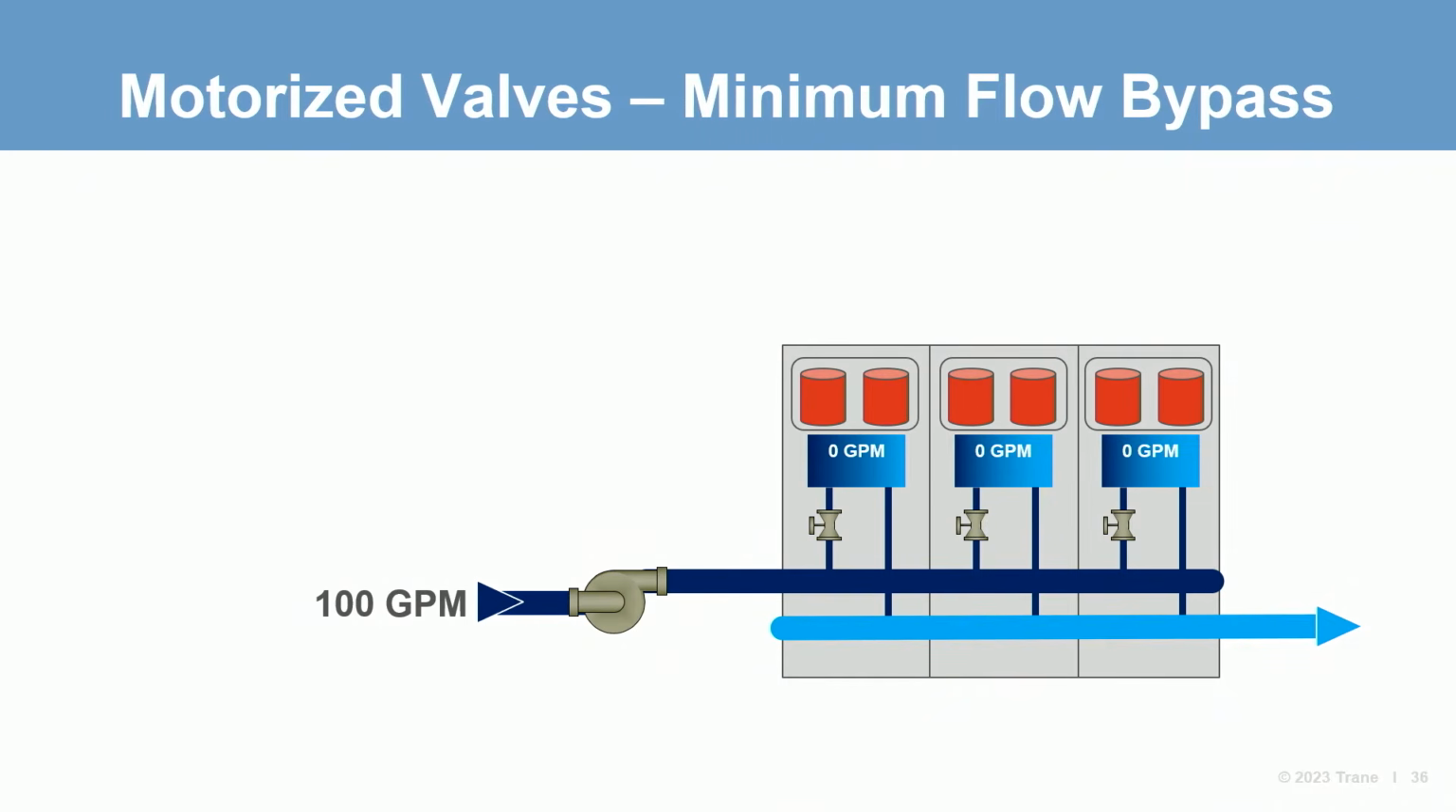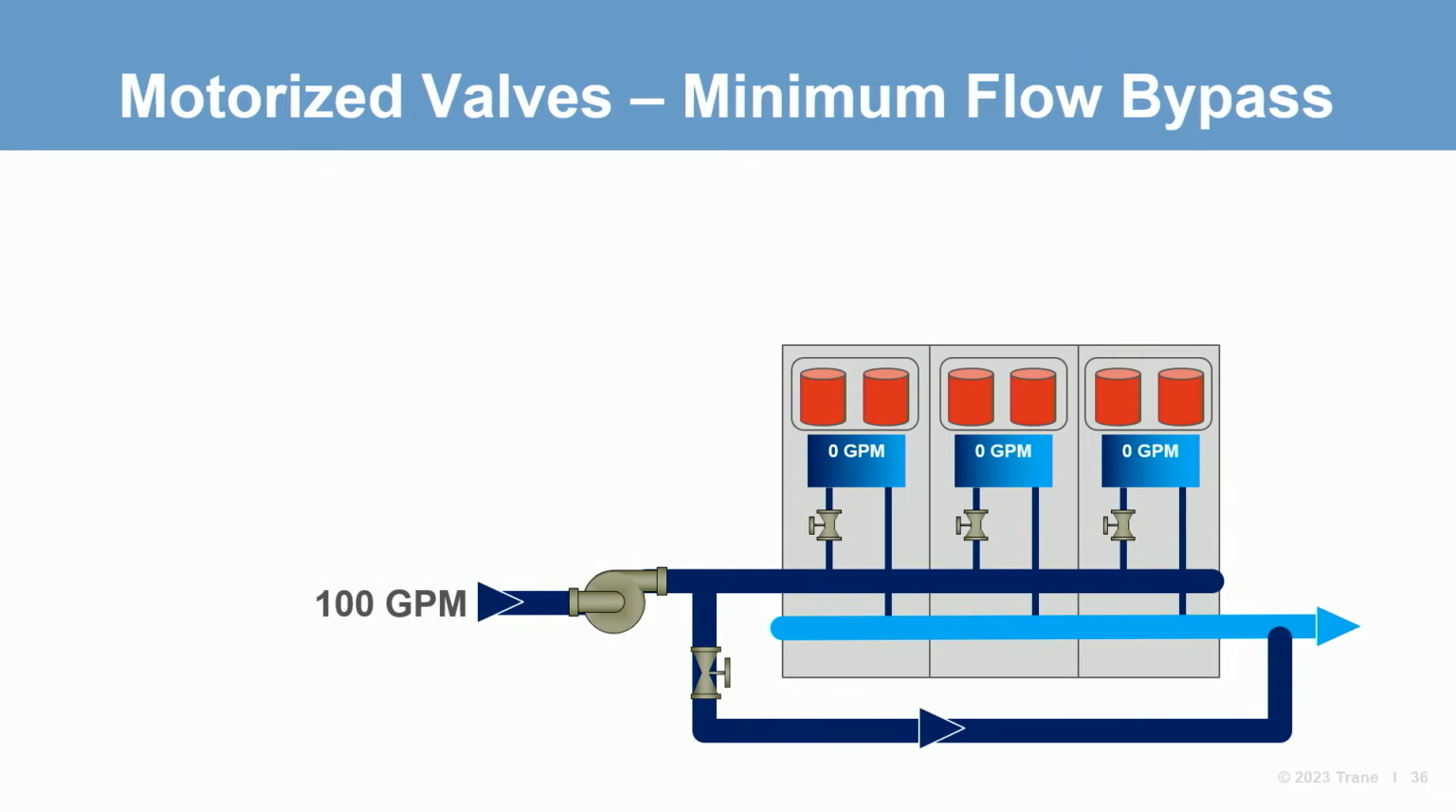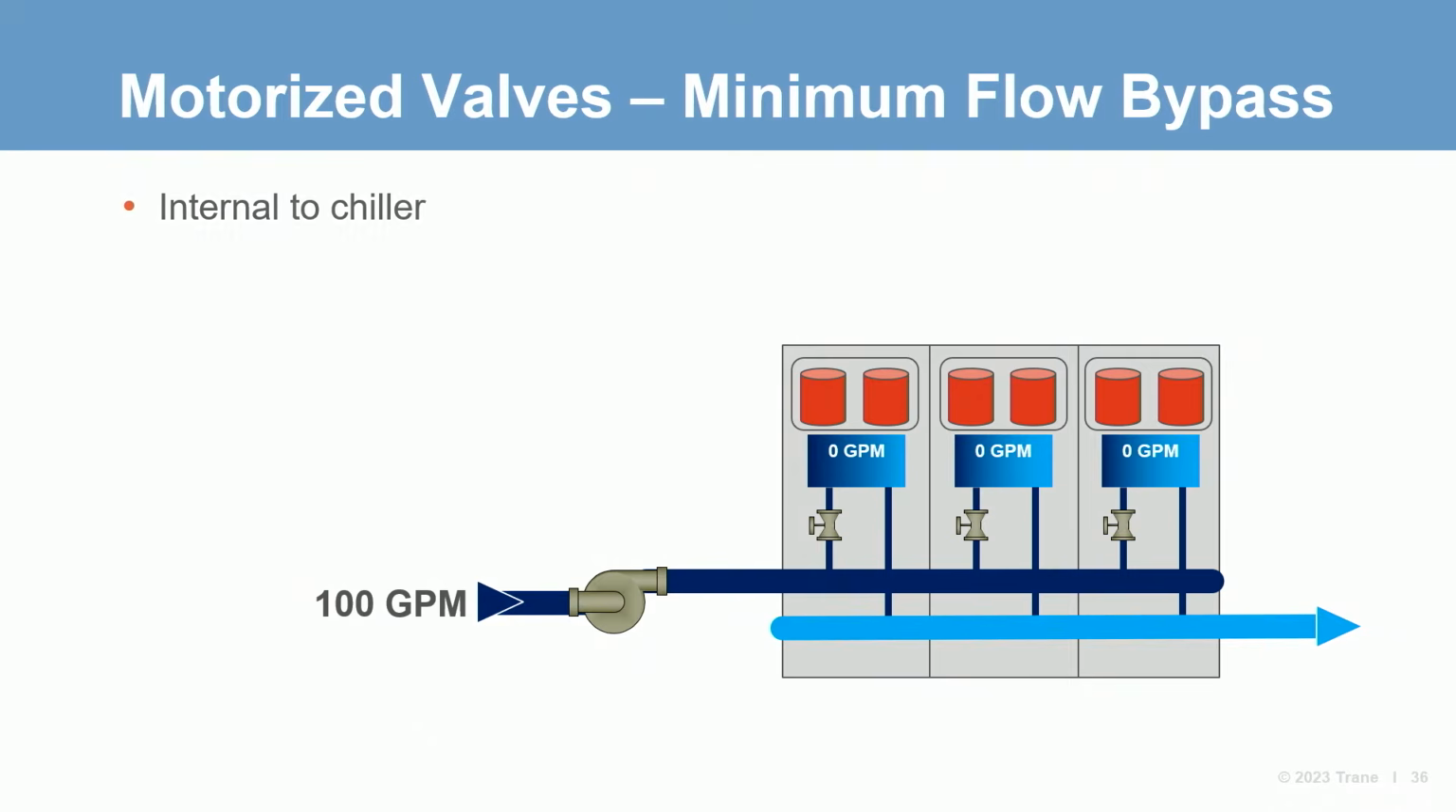In this case, we have two options to consider. The first option is installing a bypass line and valve external to the chiller, sized for the minimum flow of the system. The second option to consider is to elect to keep one valve open at all times to act as the chiller minimum flow bypass, eliminating the need for external means. Note that in some applications, an external bypass may still be required based on minimum flow requirements.